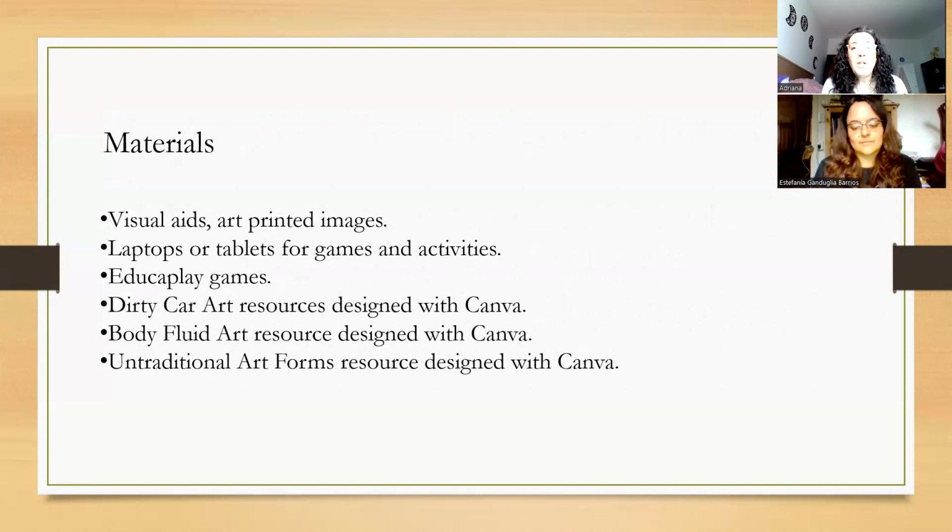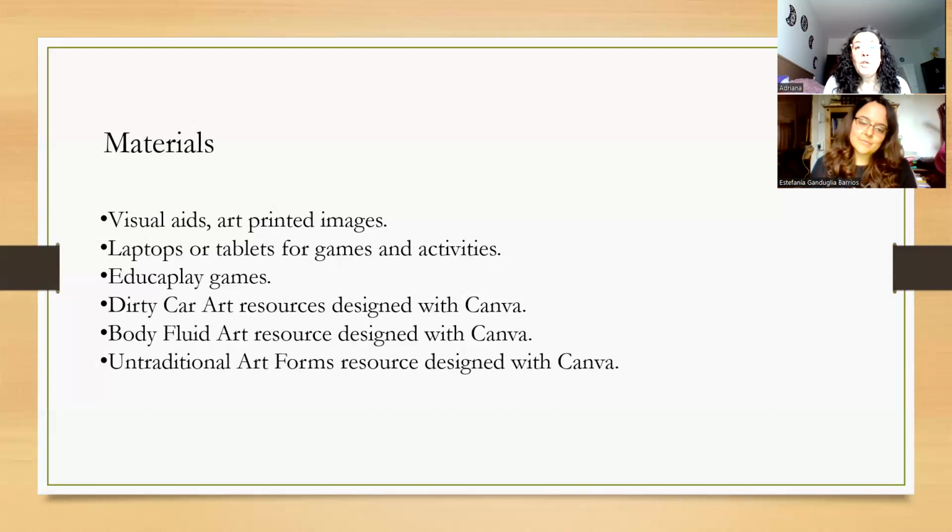We are going to be using some images as visual aids. We chose images on traditional art forms. Then they are going to be using laptops or tablets for the games and the activities. We have prepared 2 EducaPlay games. One of them is a word search and the other one is a map quiz.